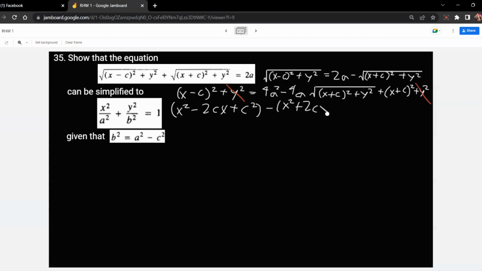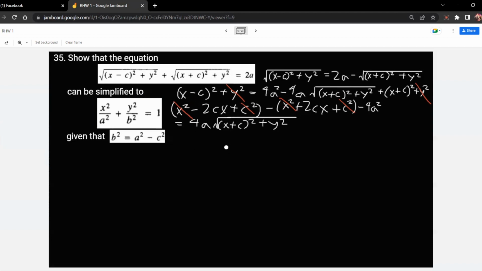It won't get cancelled, but the other ones will. So yung x squared magka-cancel. So ang maiiwan: 4a square root of (x plus c) squared plus y squared is equal to 4a squared plus 4cx. So it's actually easier than I thought. Negative 4. Okay, so makakancel na yung 4. Kaya parang may sign error.